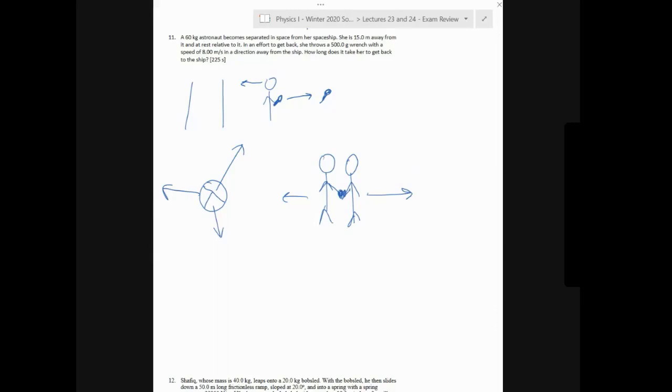They push off of each other. Or you have a firecracker and it explodes into three pieces. That's kind of like a collision, but it's in reverse. Like it started off together and then it exploded. This is the same thing.